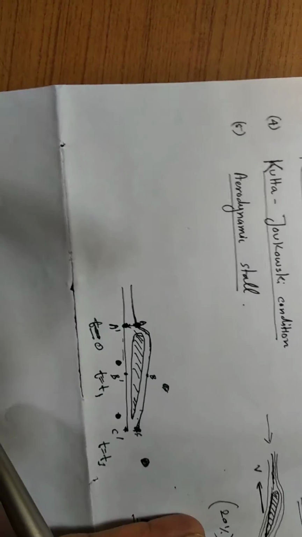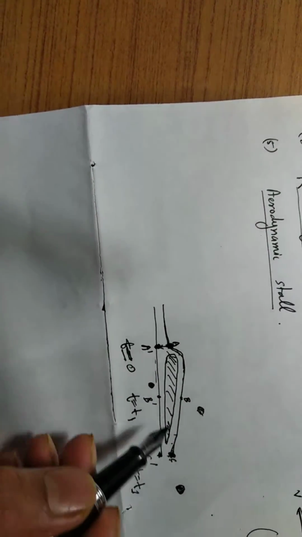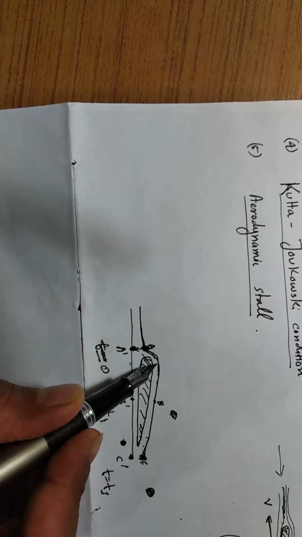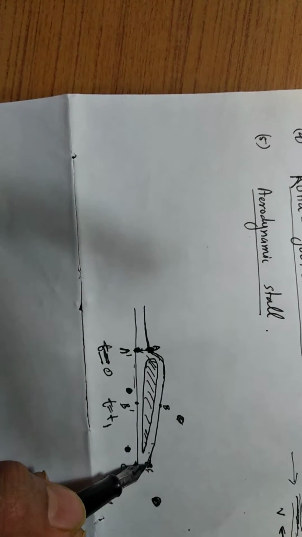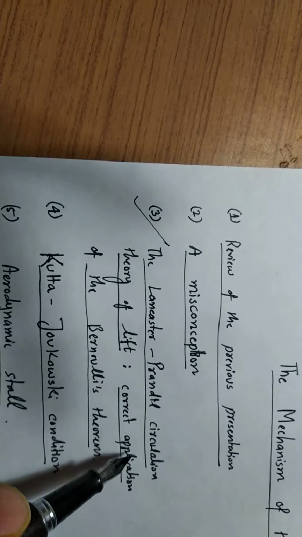Okay, now the question is, if this is clear, the second question is why. The question which is very important, the central one, is why the air moves faster over the top of the wing. What is the reason? The reason lies in the Lancaster-Prandtl circulation theory, which we will discuss now.